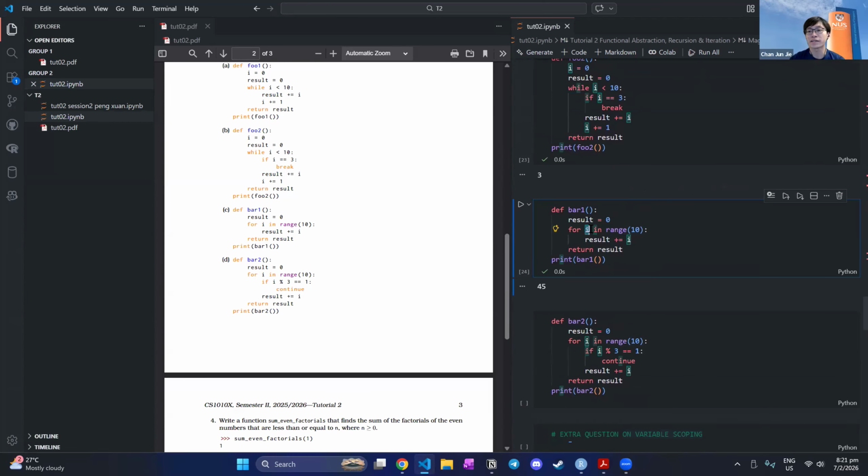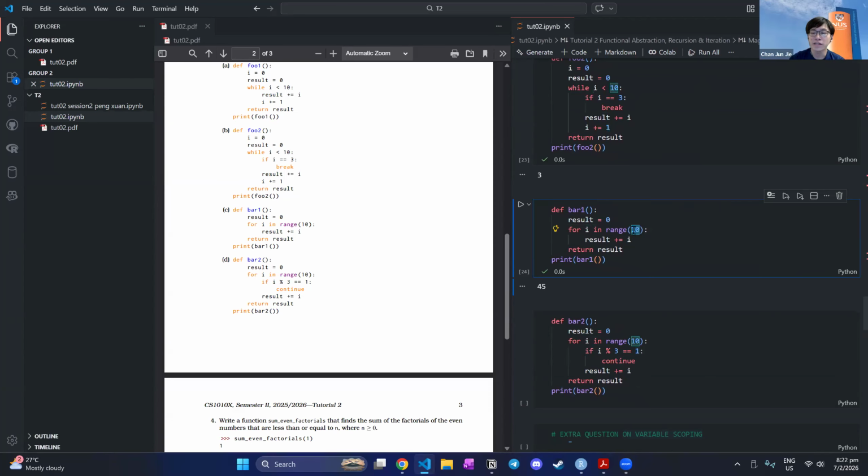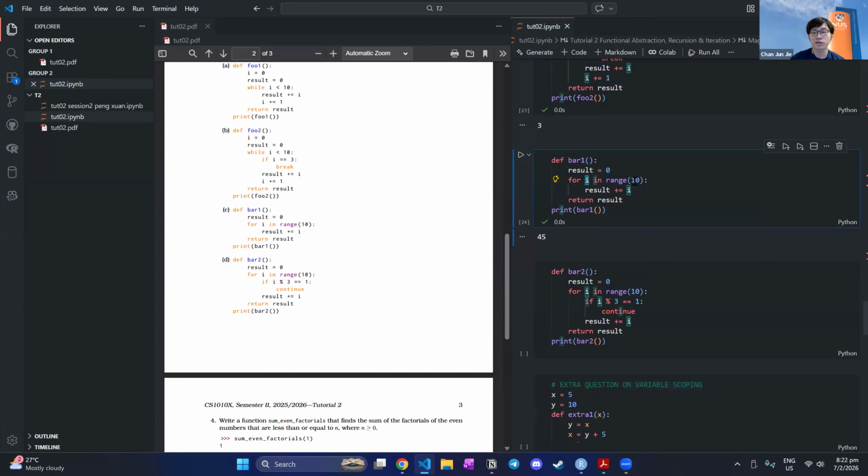You iterate from i equals 0, because range, when you only give it one number, it defaults to starting at 0. And it ends at 10 exclusive, so it goes up until 9. So you iterate from i equals 0 to i equals 9, and you add the value of i.